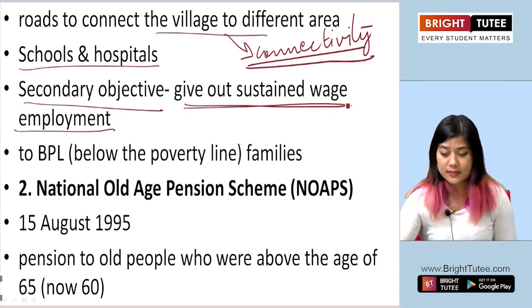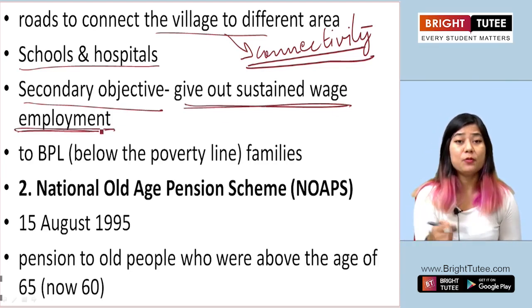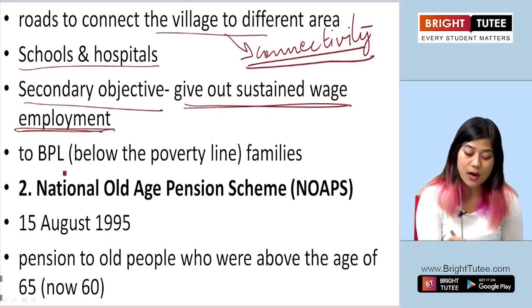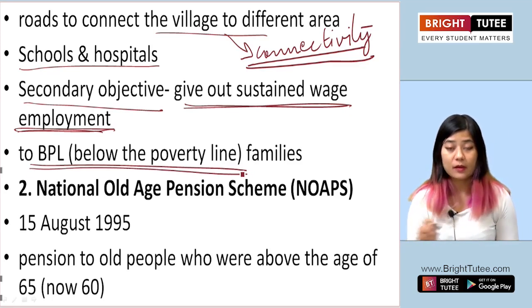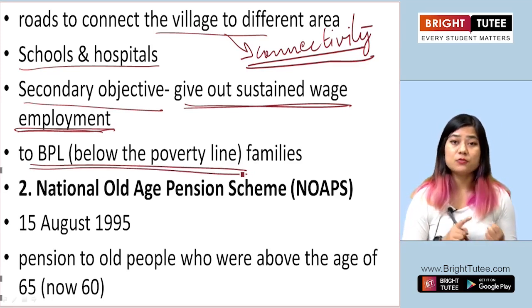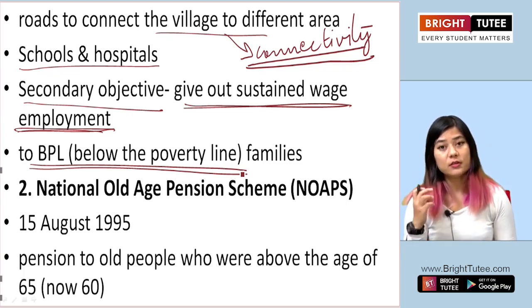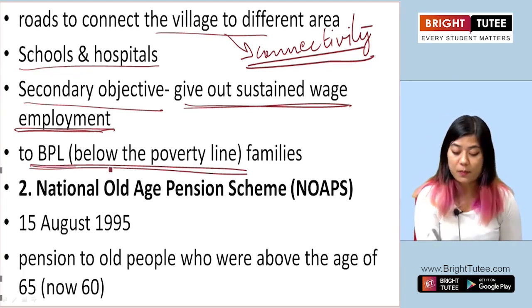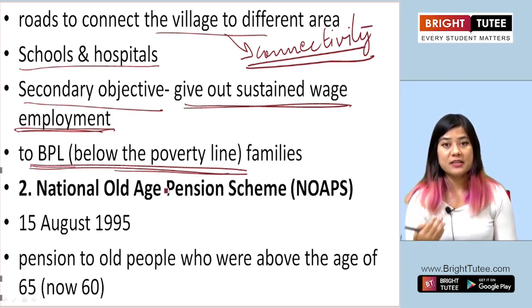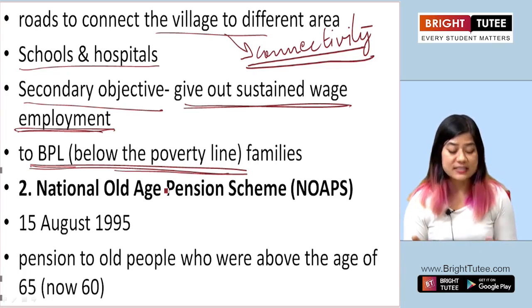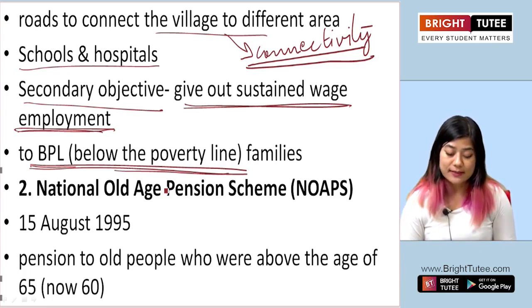So these sustained wage employments are provided not to everybody, but to the families who are below the poverty line. Right? In the first topic, we learned who the people belonging to below poverty line were. So the people who belong to the BPL, or below poverty line, category are provided with employment by the government through this scheme.